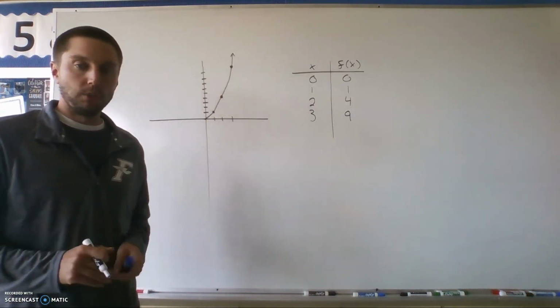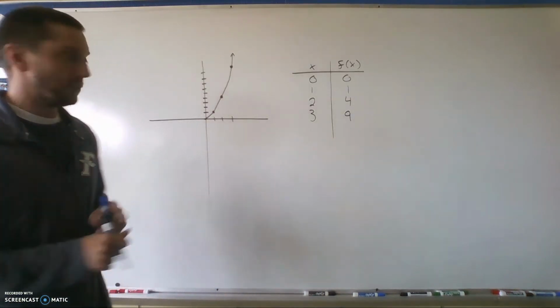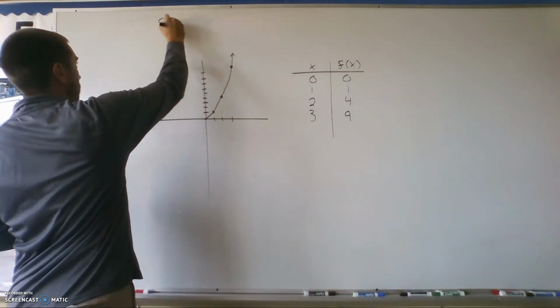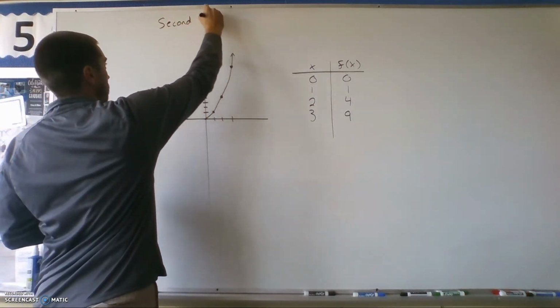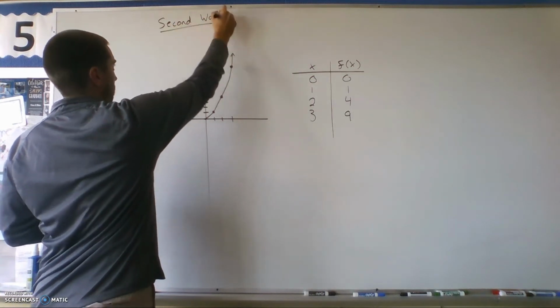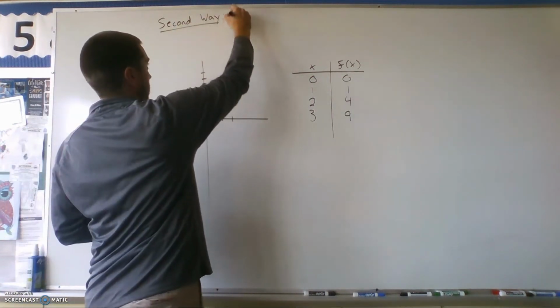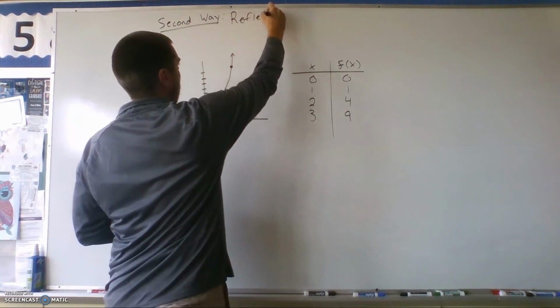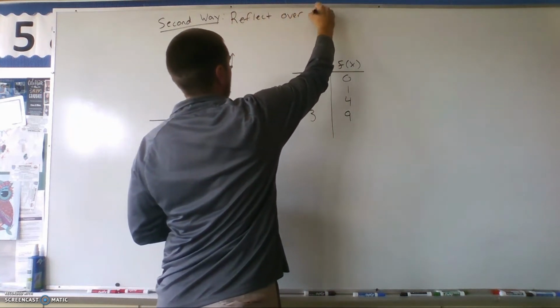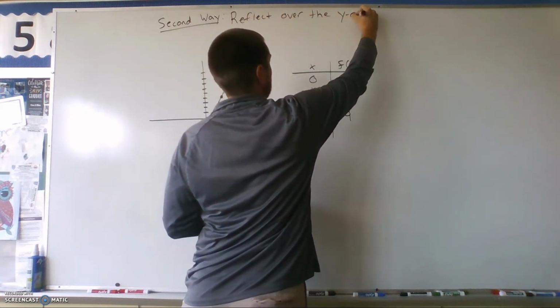Okay, so I cleared the board here. So the first way was reflection over the x-axis. So the second way, you can probably guess, so I won't make you wait. So the second way is going to be a reflection over the y-axis.